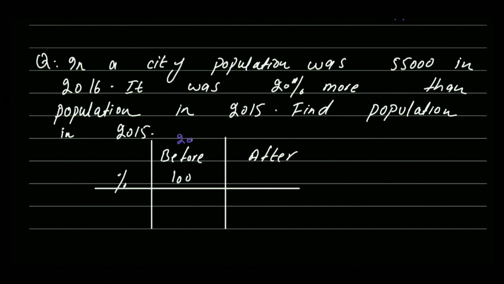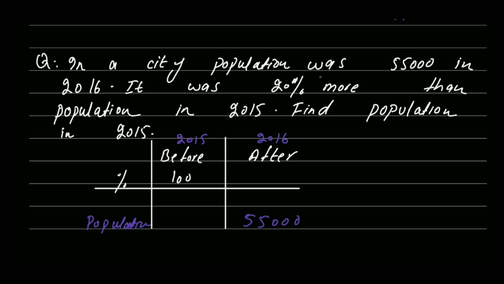2015 will be written here and 2016 will be written here, as 15 comes first and then 16 comes. So it means that we will write here population, as we have to find population. So in 2016 it is 55,000.